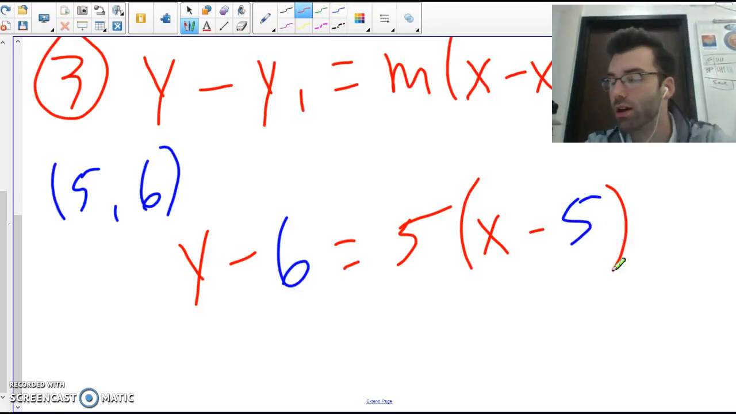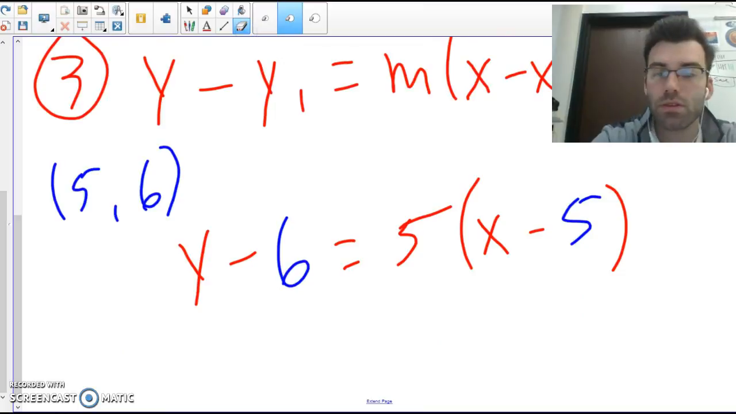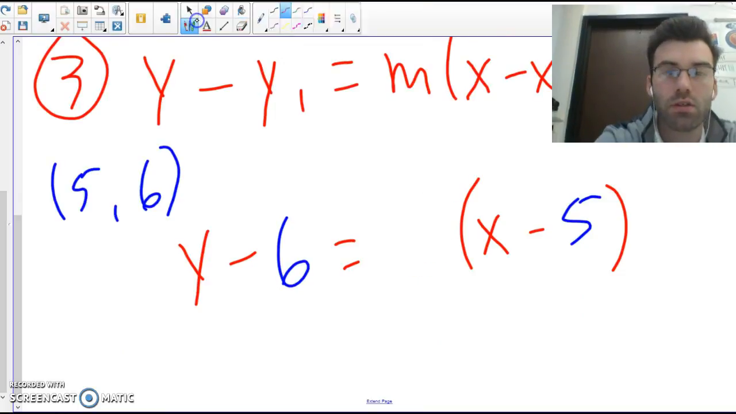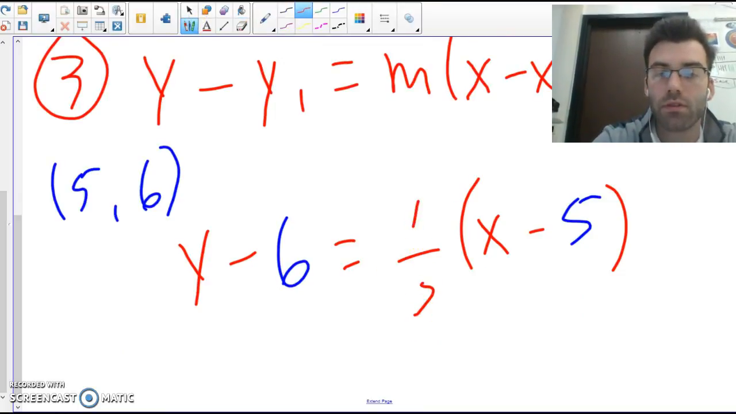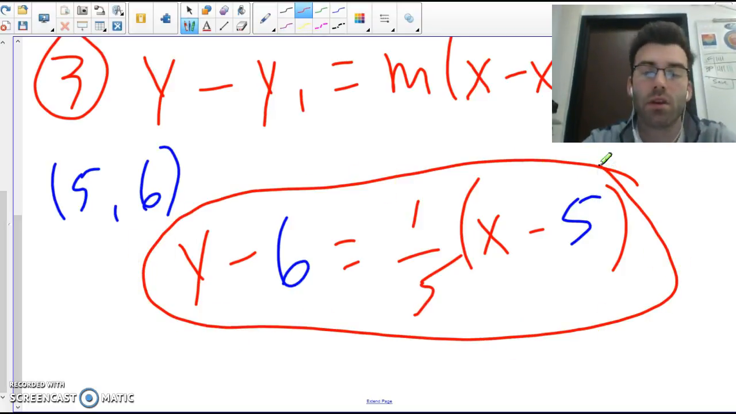And that's all you have to do. Excuse me, that should be 1/5, my fault. That should be 1/5. Just leave it in that form. Don't try to solve for y, it makes your life a lot harder. If you did solve for y, you would get y equals 1/5 x plus 7. But that's too much work. Just leave it like that.